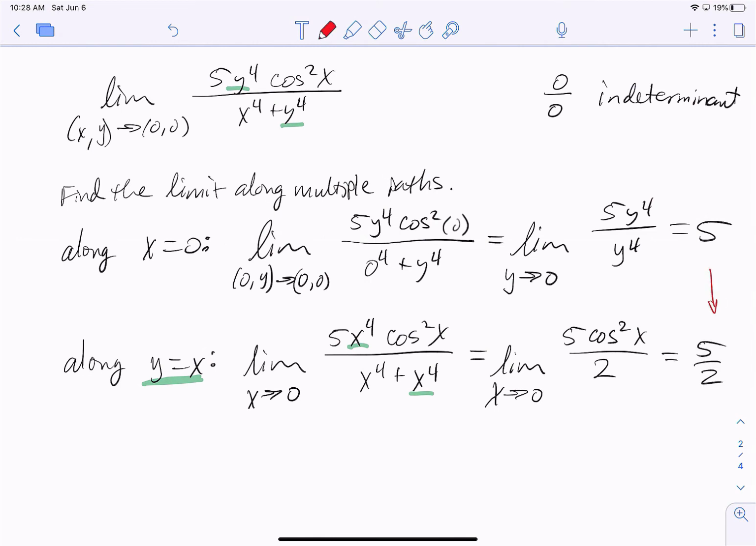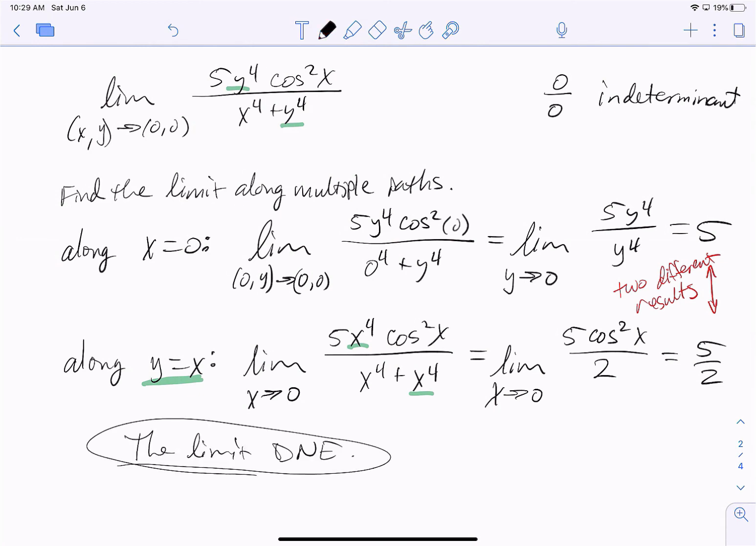What we now have are two different results. You may recall that we said for a limit to exist, it must be the same limit along every path that contains the point of interest, in this case (0, 0). If along one path we have a limit of 5 and along another path we have a limit of 5/2, then the limit does not exist. Our work for this problem is done.